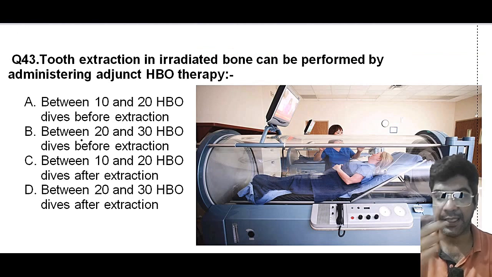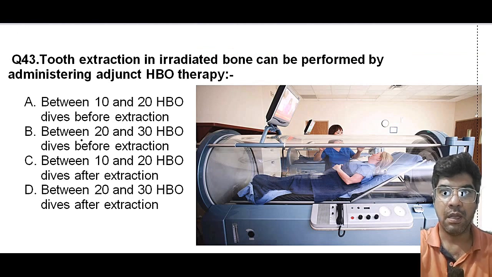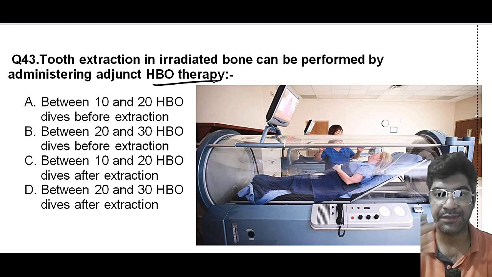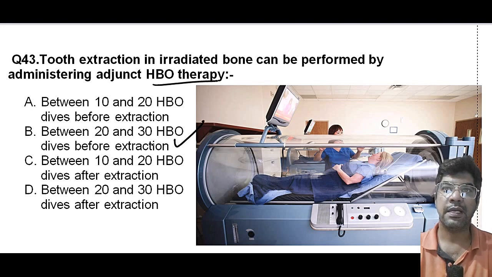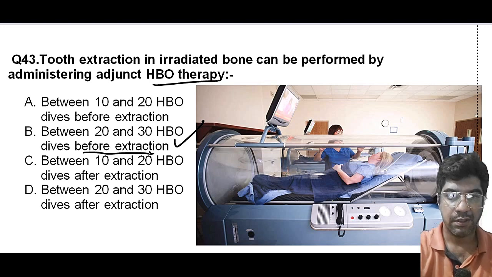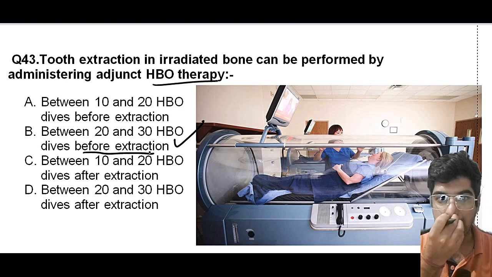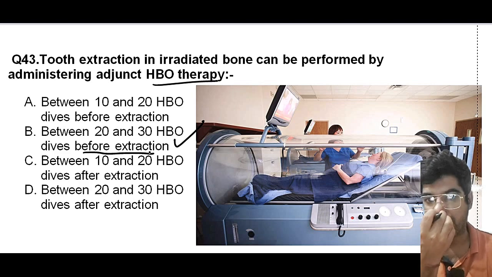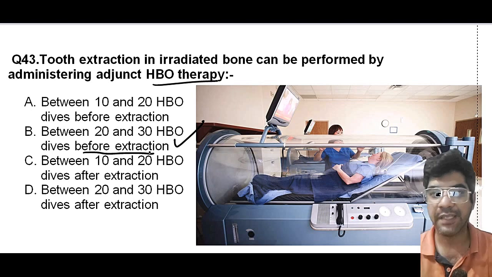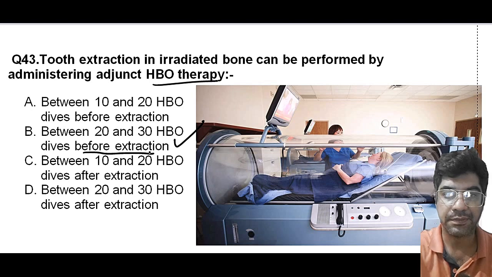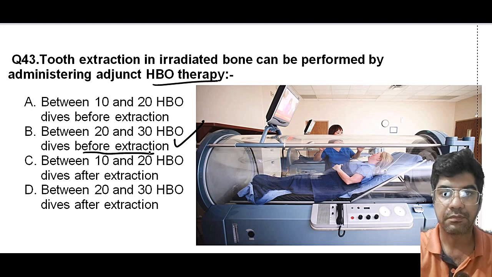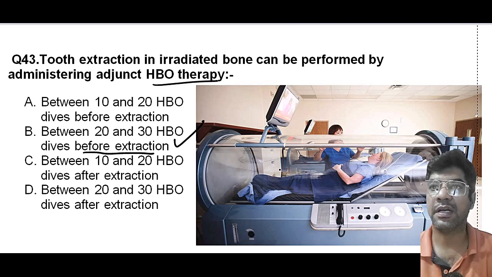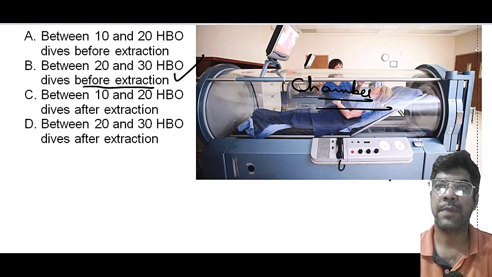Tooth extraction in irradiated bone can be performed by administering hyperbaric oxygen. The answer is B, between 20 to 30 dives before extraction. What we do here is increase tissue oxygenation and promote healing, so that it can reduce the risk of complications during and after the extraction. So the answer is B. This is an HBO chamber where hyperbaric oxygen is delivered.